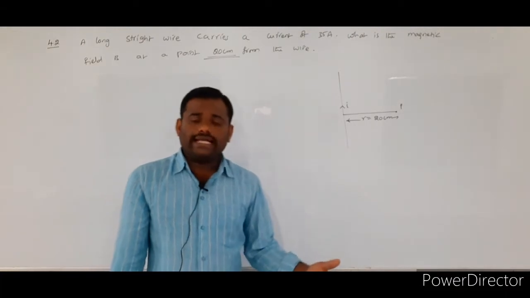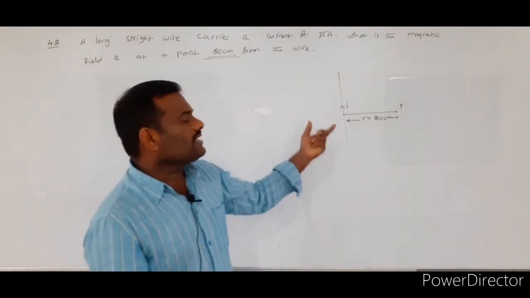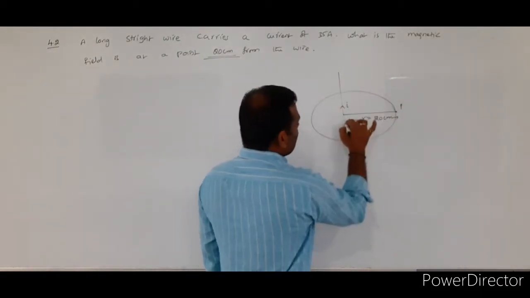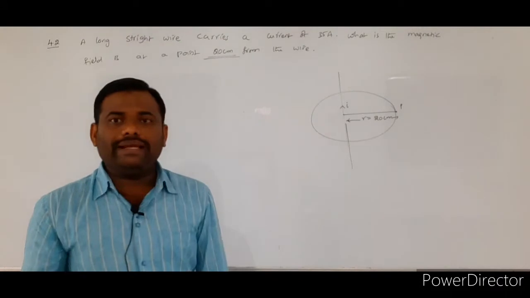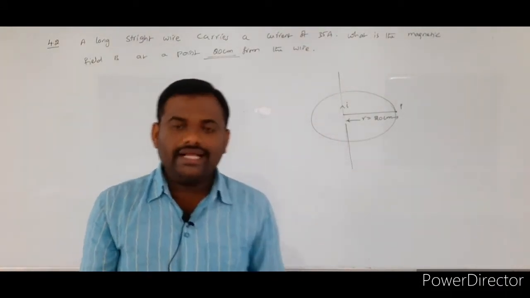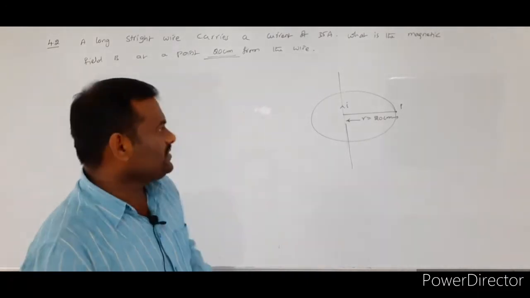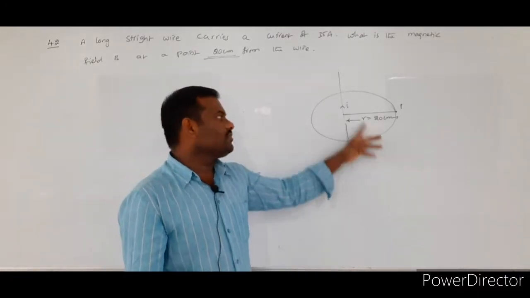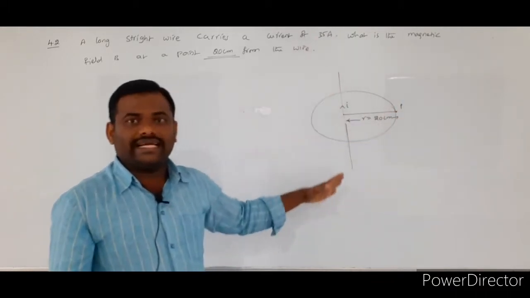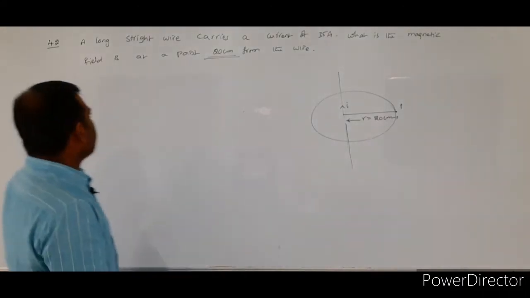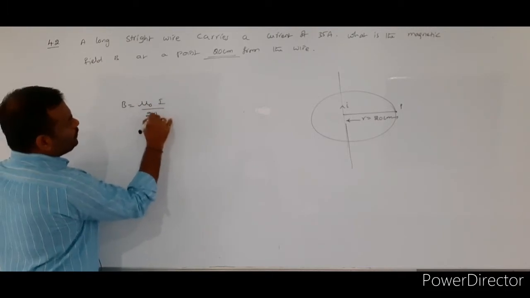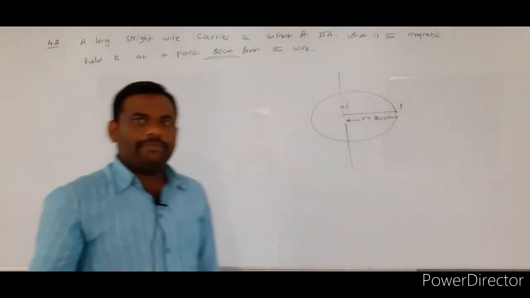So already we know that according to the Oersted principle, when you consider the straight current carrying conducting wire, around the current carrying conducting wire, a magnetic field will be developed, and the magnetic lines of force exist in the form of concentric circular loops. So here, to find the magnetic field intensity at the point P due to the straight current carrying conductor, we have the formula B is equal to mu naught I by 2 pi r. B is equal to what? Mu naught I by 2 pi r.